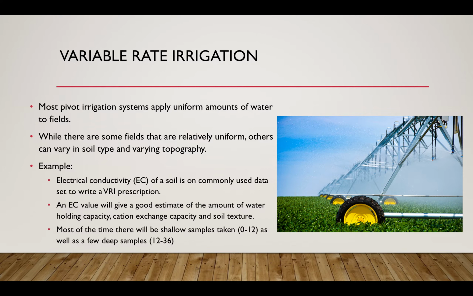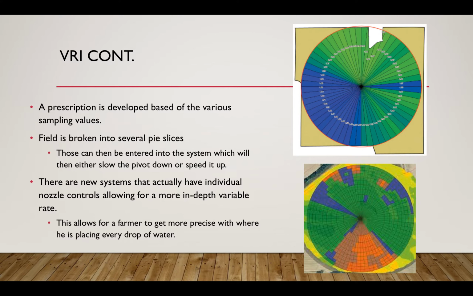Most samples will be shallow samples taken 0 to 12 inches, but you're also going to want to take a few deep samples, about 12 inches to 36 inches. So, some more variable rate. A basic variable rate prescription is broken into what we call a pie slice. That top graph there on the right is a basic variable rate prescription. Essentially all that's doing, when it's changing from the green to the blue where you're putting more water down, is slowing your pivot down. So essentially your water pressure is staying the same. It's just going to slow the turning radius down on the pivot and increase your water.